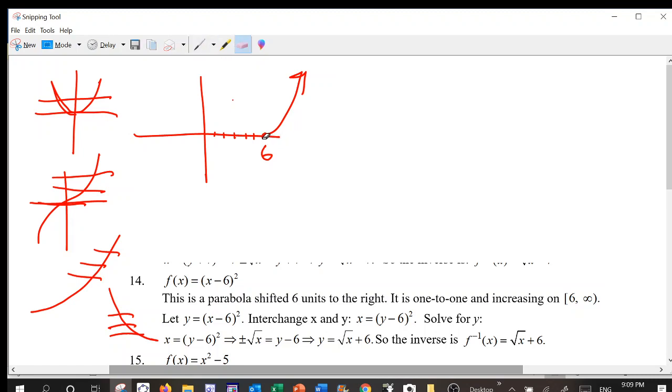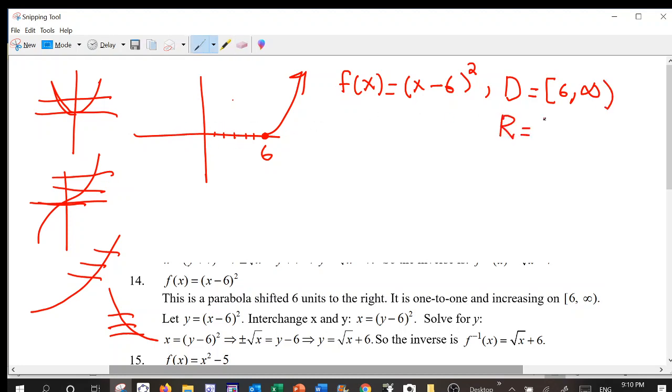So what do I mean by erasing? Can I just erase it? No, you have to do it algebraically. So here is what we do. We write f of x equals (x minus 6) squared, but we say the domain is from 6 to infinity. This way we don't have the other part. And the range of this is from 0 to infinity, as you see here. Okay, now we can find the inverse. First we write what?